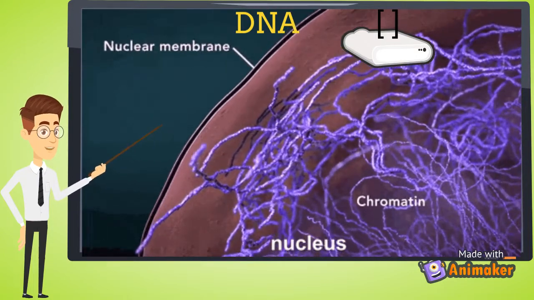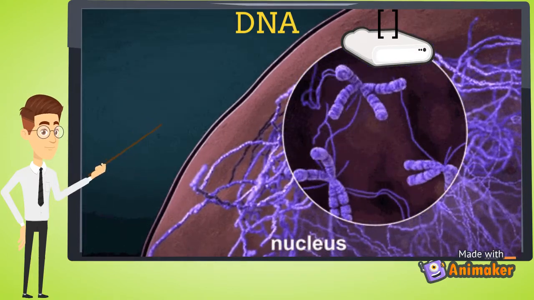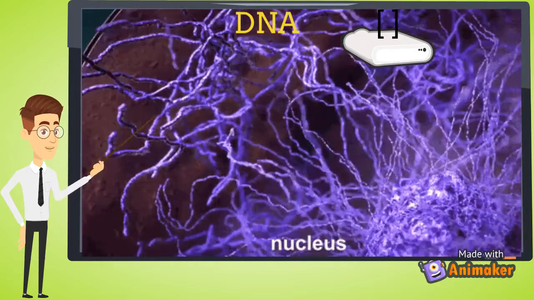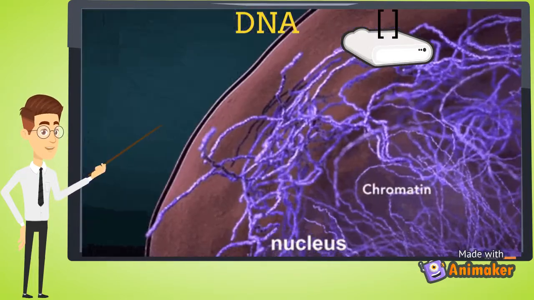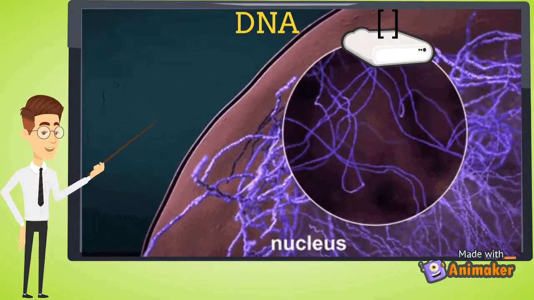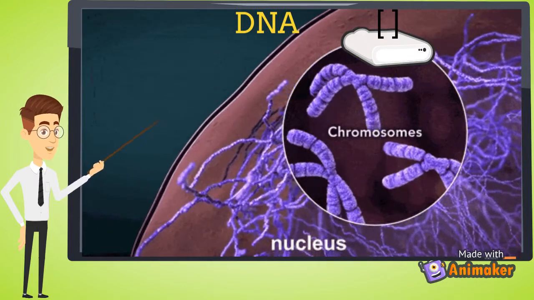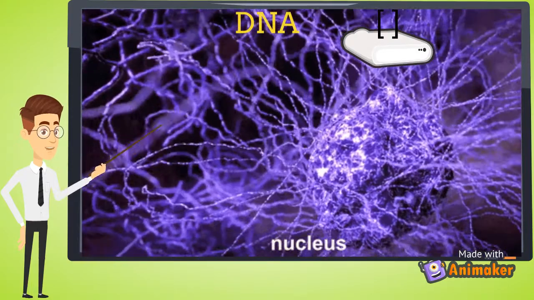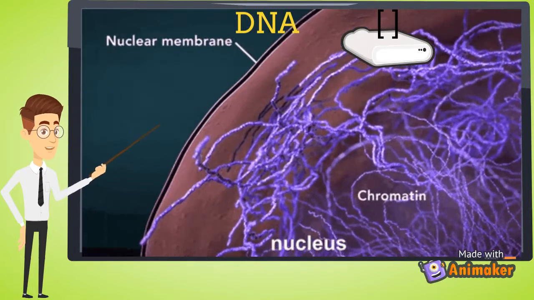Deoxyribonucleic acid, abbreviated DNA, is the molecule that carries genetic information for the development and functioning of an organism. DNA dictates what the cell is going to do and how it's going to do it. Chromatin, the tangled, spread out form of DNA found inside the nuclear membrane. When a cell is ready to divide, DNA condenses into structures known as chromosomes. DNA contains the instructions needed for an organism to develop, survive, and reproduce.